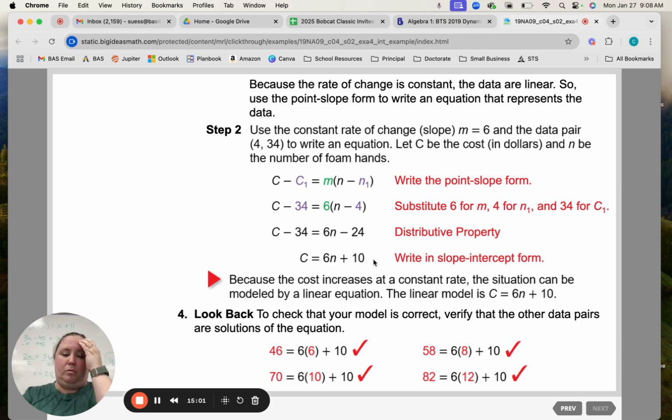This is for people who want to make sure they got the right answer without clicking the check. Yeah, it's 6 per hand, plus an extra $10. Correct. Yep. So there's a $10.